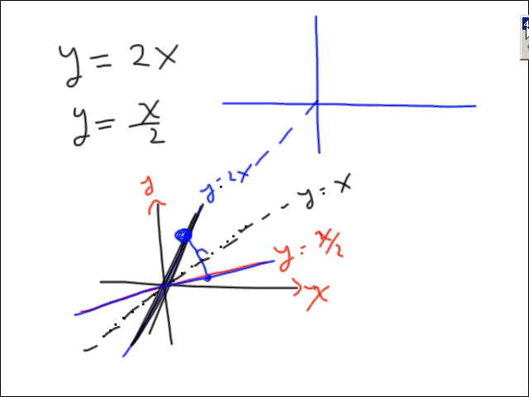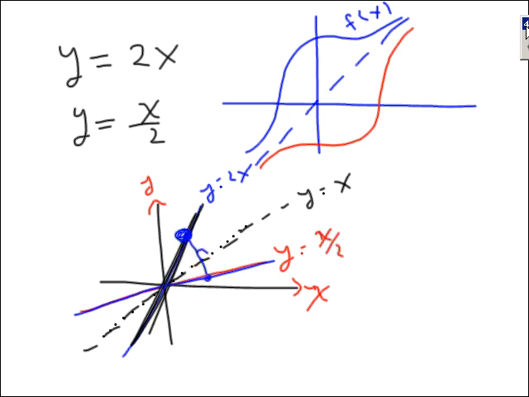Here is the line y equals x. If this is f of x, then the inverse would be the mirror image. And the inverse is denoted that way, f inverse. They're mirror images across the line y equals x.